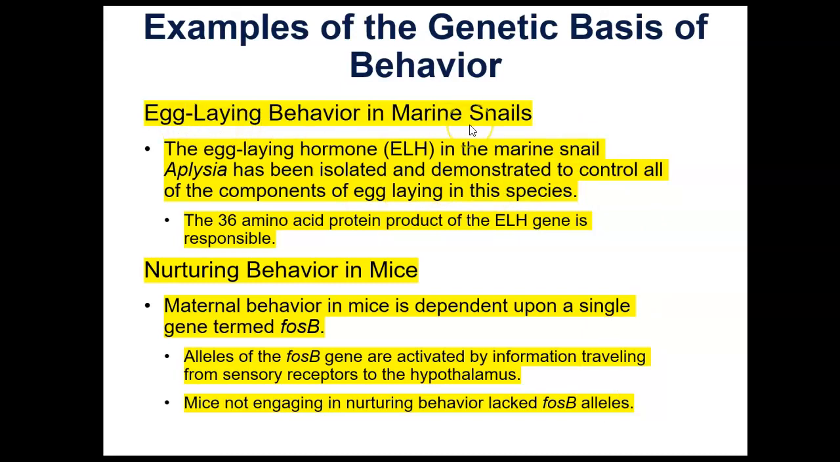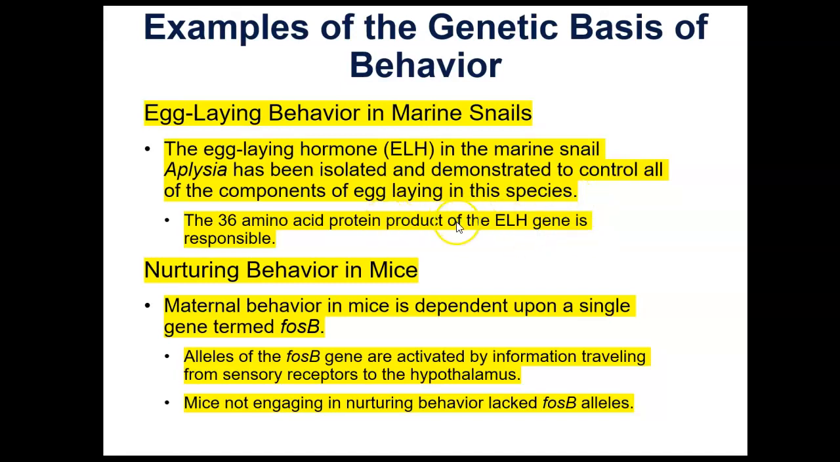Now, there was another experiment done with marine snails. These are snails that live in the ocean, in salt water, and the experiment looked at their egg-laying behavior. There's a hormone called ELH, which stands for egg-laying hormone, in the marine snail Aplysia, and it's been isolated and demonstrated to control all the components of egg-laying in this species. The product of the ELH gene is a 36 amino acid protein. So the ELH gene basically codes for the egg-laying hormone. And it has been shown that this gene is responsible for the egg-laying behavior in this species.